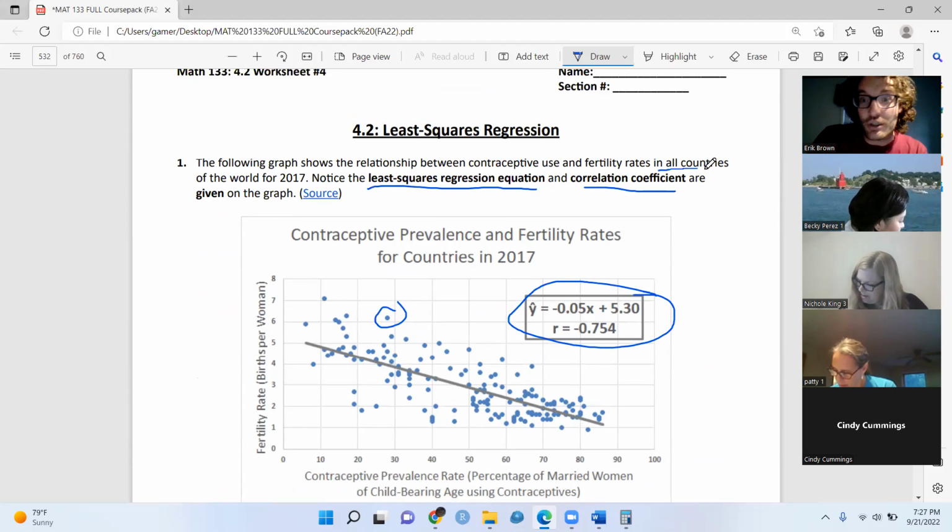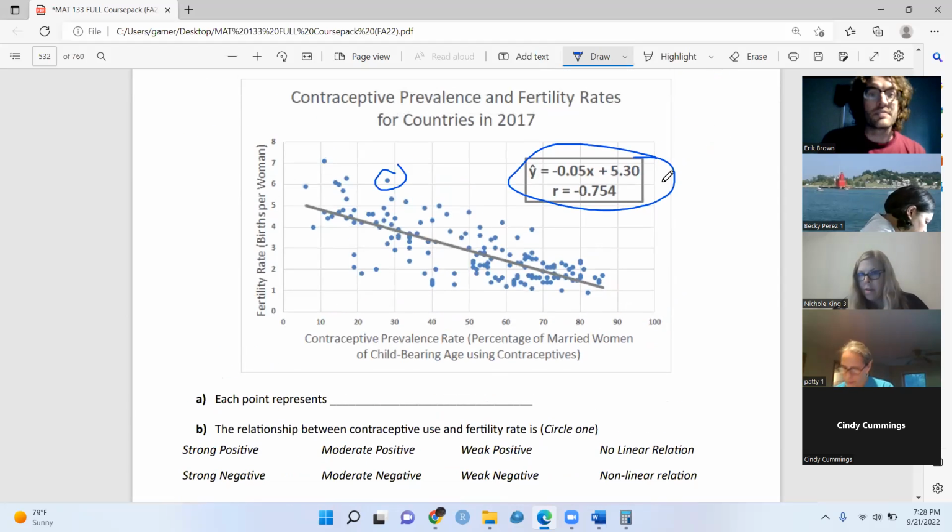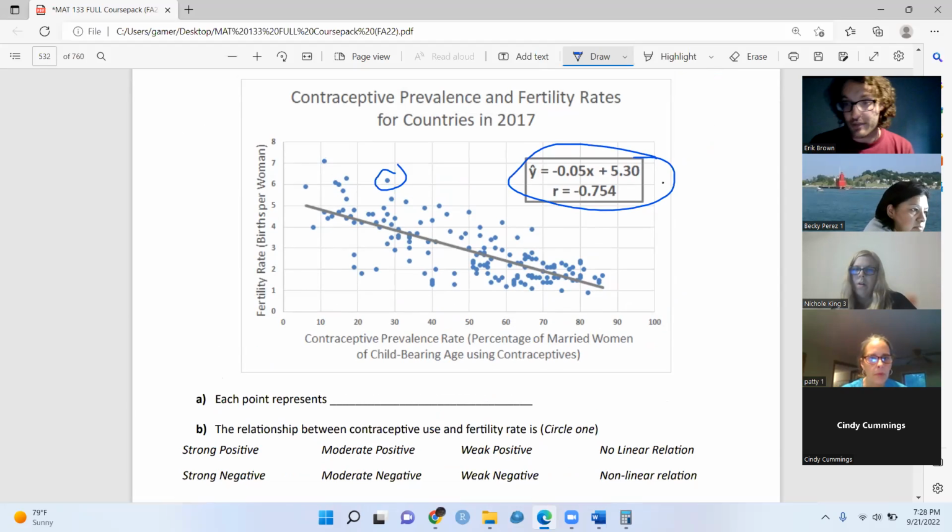How do we know that? Because it told us. What does it mean to be all countries in the world? What is that special thing? That means it's population. Good. We don't actually need that. Now, why I keep saying, can you be more specific? Is because each point is a particular country, but it's also the contraceptive prevalence rate, the percentage of married women of childbearing age using contraceptives, and related to the fertility rate being births per woman. So it's that information for each country.